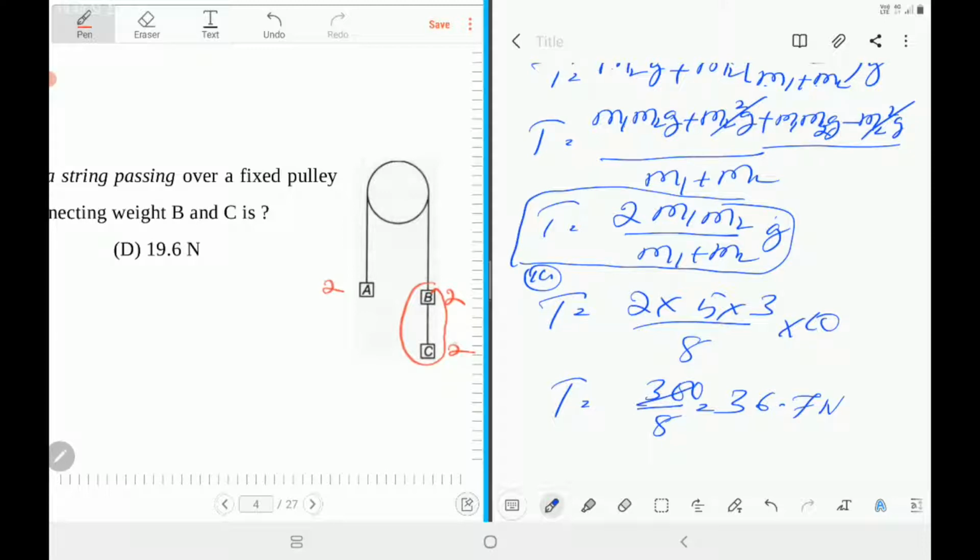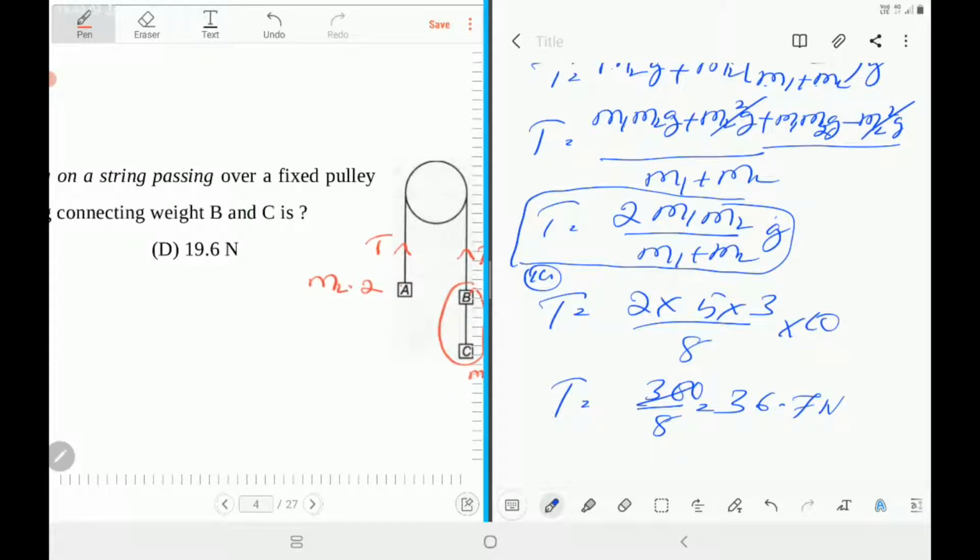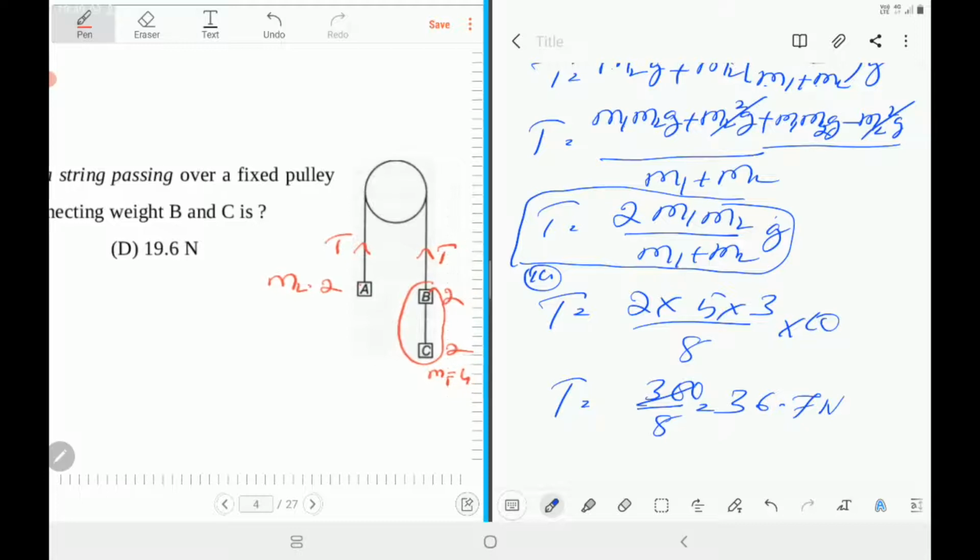These two together are one system. What is the mass of this? Let us call the mass of these two together m1, 4 kg. And what is the mass of this? That is m2, 2 kg. That's it. Now what is the tension here? Let us suppose tension here is T, tension here is T. Right? It's very simple.